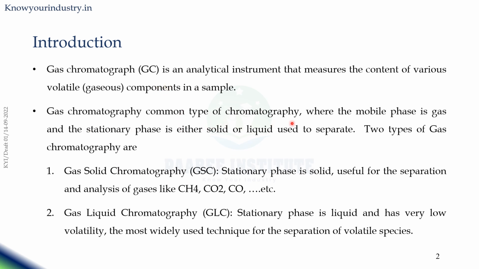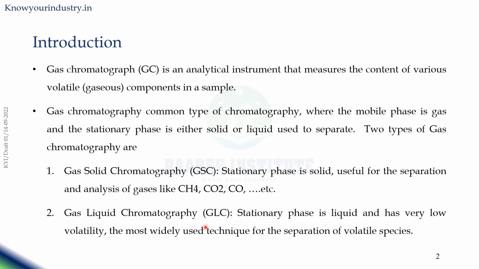Gas chromatography is a common type of chromatography where the mobile phase is always gas and the stationary phase is either solid or liquid, which will be used to separate the compounds. There are two types of gas chromatography. One is gas solid chromatography, GSC, where the stationary phase is solid and it is useful for the separation of various compounds, including gases like CH4, CO2, CO, that is methane, carbon dioxide, carbon monoxide, etc. This is the most commonly used gas chromatographic technique with a solid stationary phase for chemical compounds, semi-volatile and volatile compound separation and analysis.